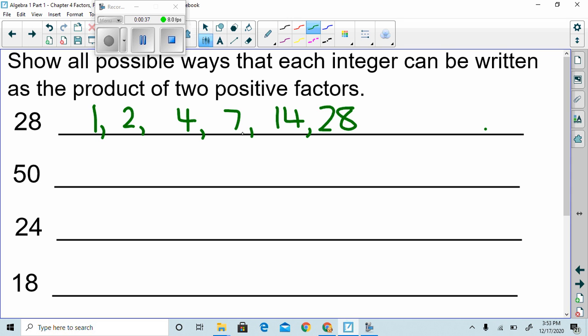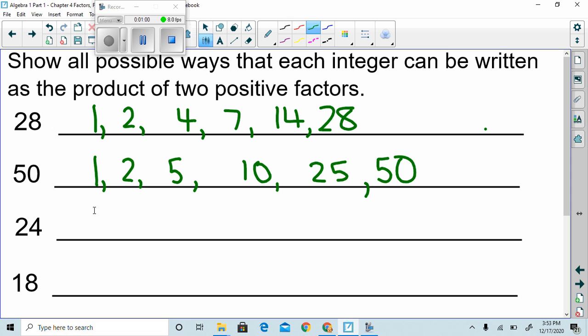Let's look at the list of positive factors of 50. Well, we start with 1 and the number itself. It's divisible by 2 because it ends in 0, and that's 2 times 25. It's not divisible by 3 or 4. It is divisible by 5, and that's 5 times 10, and our list is done.